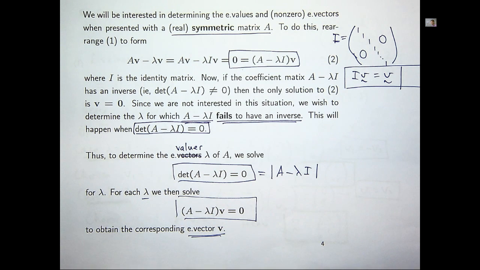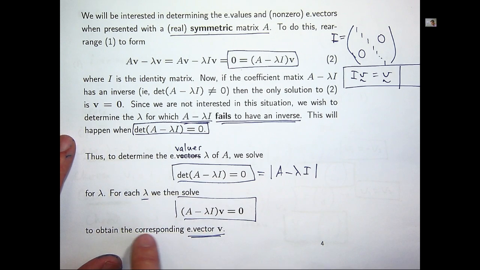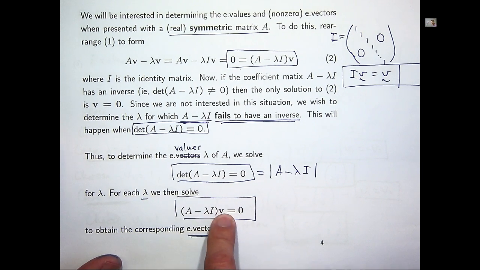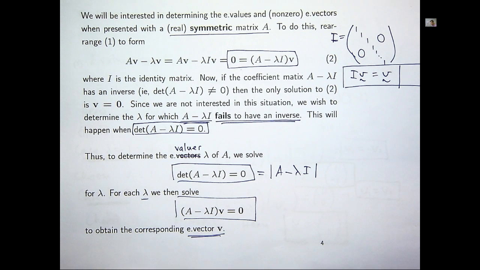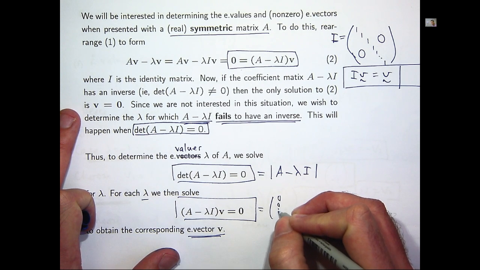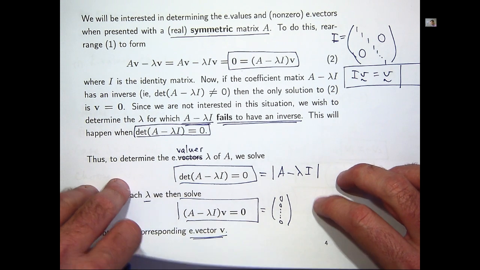Okay, once we have the lambdas that solve this, we go back systematically for each lambda and solve this equation for the eigenvectors v. By the 0 over here, of course, I mean the 0 vector. Okay, so let's do some examples and see how we go.